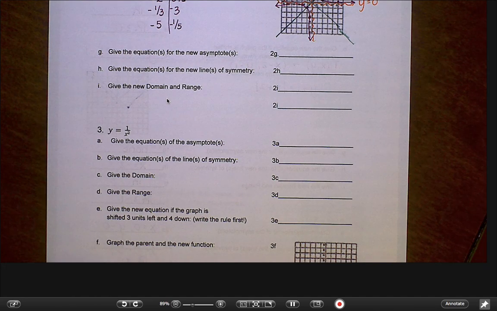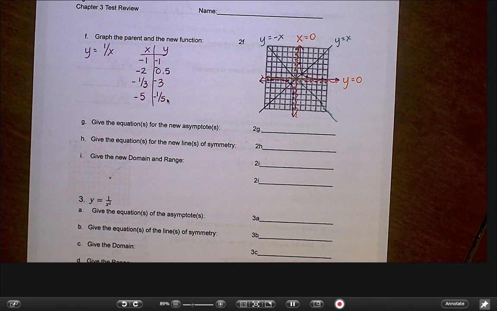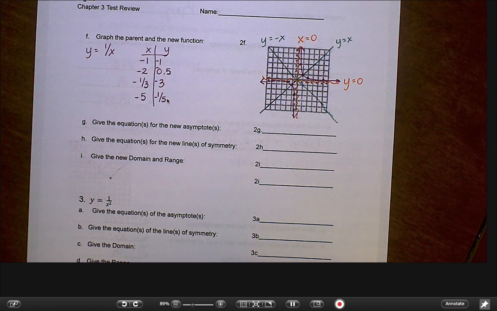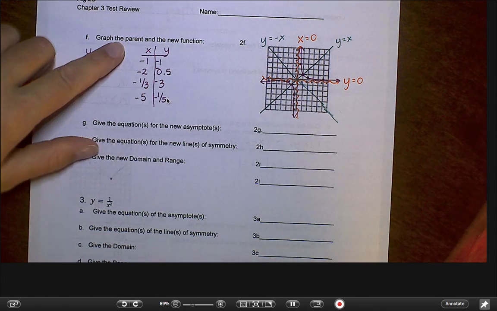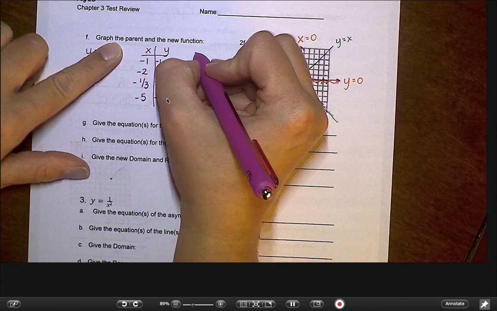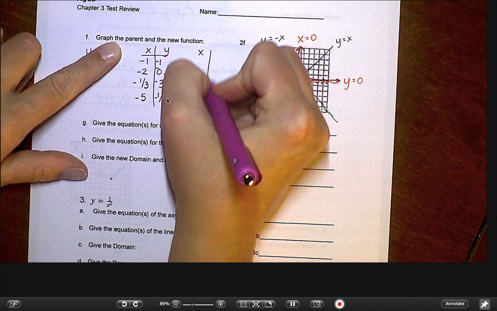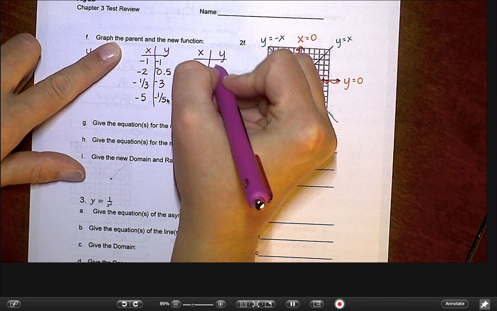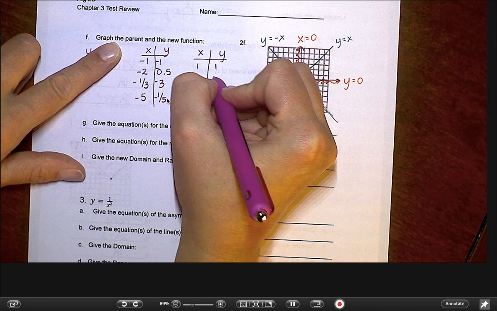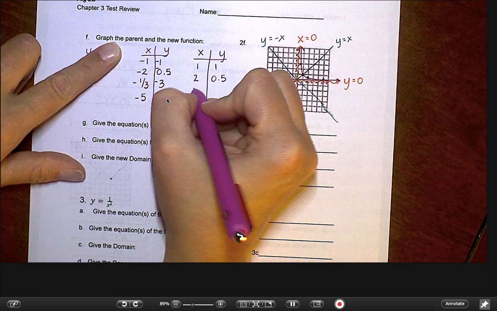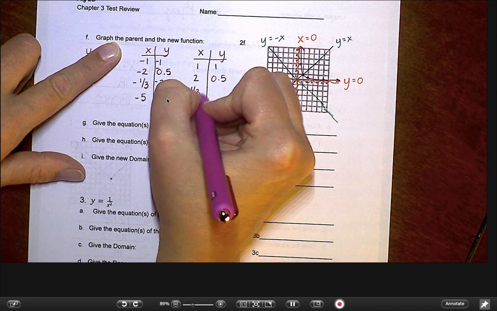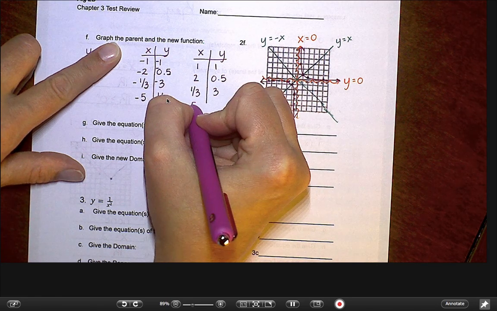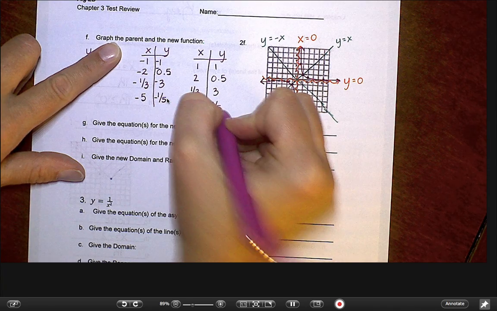So what we actually just found was that it would go back right to where it was before. So let me show you what I mean by that. If this was my XY table, and actually let's go back to the non-negative version of this. So let's go back to when we had 1, 1, 2.5, 1/3 and 3, and 5 and 1/5. Okay, let's go back to that.